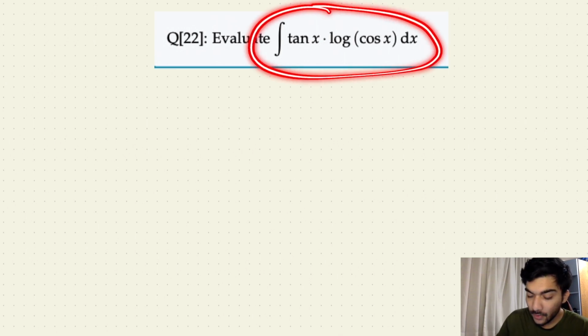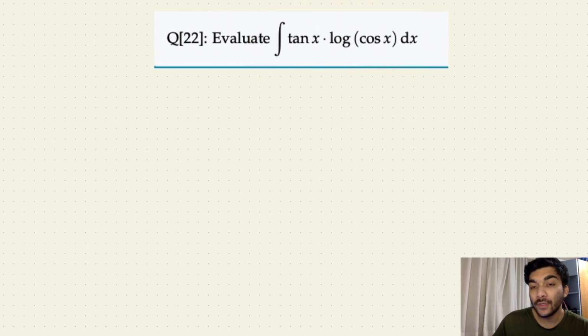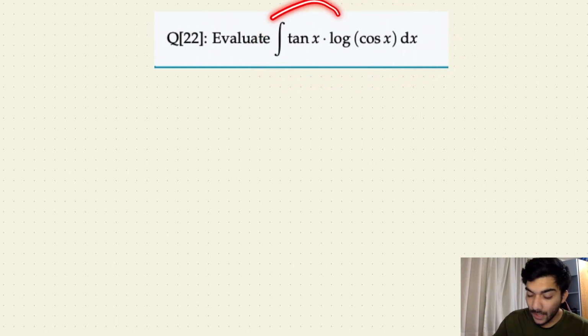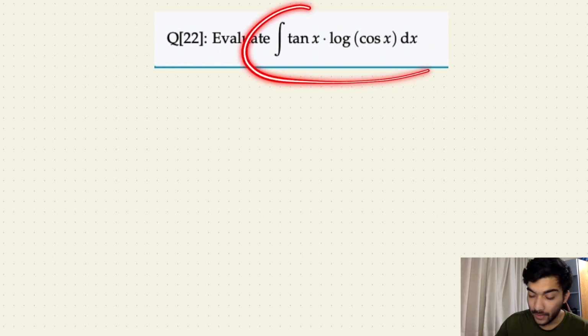So let's do a couple more questions on substitution and then we'll go over the next concept. So this is also a question of substitution. You basically have to evaluate the indefinite integral of tan x log of cos of x, and you'll realize that the best way to solve this indefinite integral is by using substitution, because in this question you'll realize a pattern which will force you to use substitution as the best way of solving it.